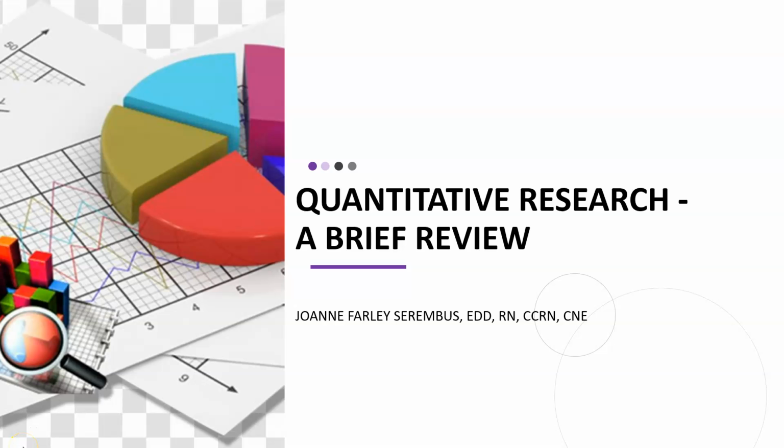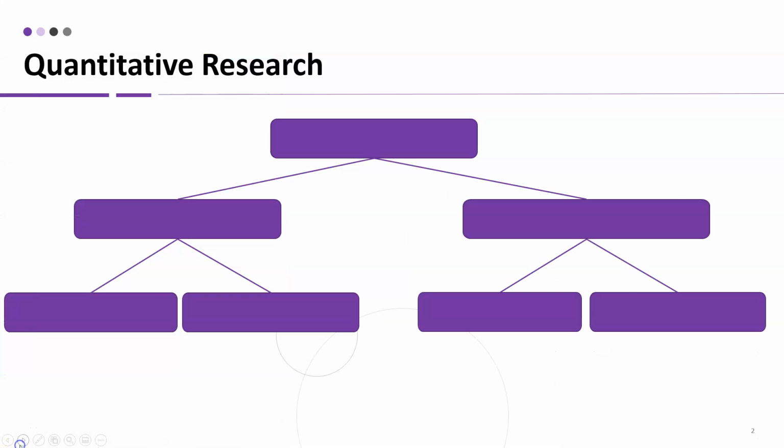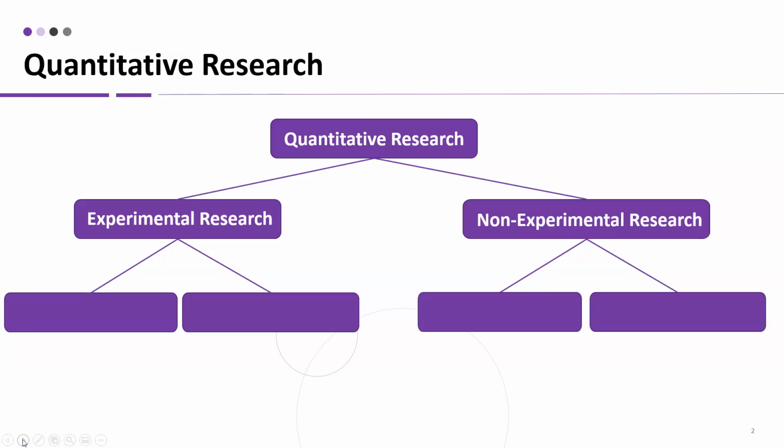Hello everyone. This is a video on quantitative research, a brief video. When we're thinking about quantitative research, we want to look at the categories. And so to help you here, I have quantitative research at the type, and there are two different divisions. First, experimental research, then non-experimental research.